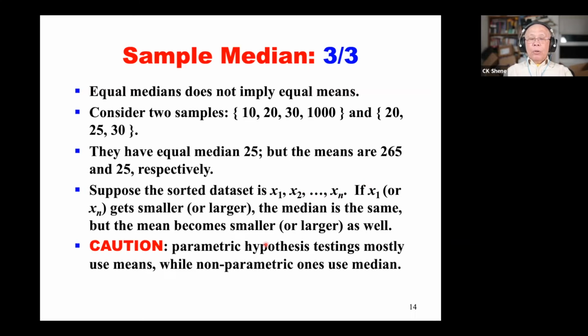So a caution, which will be clear in later lectures. Parametric hypothesis testing mostly uses means. We test whether two means are equal statistically, not arithmetically, while non-parametric tests use median value. You'll know that when we talk about hypothesis testing.